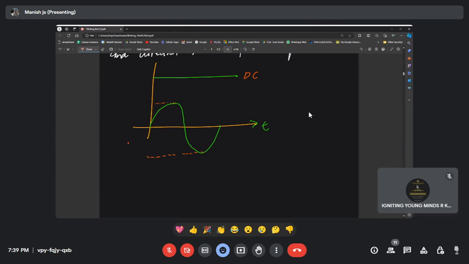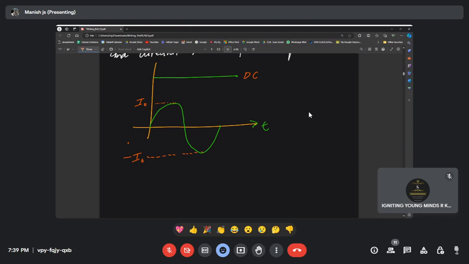Okay, so we call this the positive peak on the top. Let me call it plus I naught, and at the bottom we can say it is minus I naught. So these are the peak values of the alternating current. You can see that it is reversing in its direction. First, it is a positive half cycle, and then it is a negative half cycle.